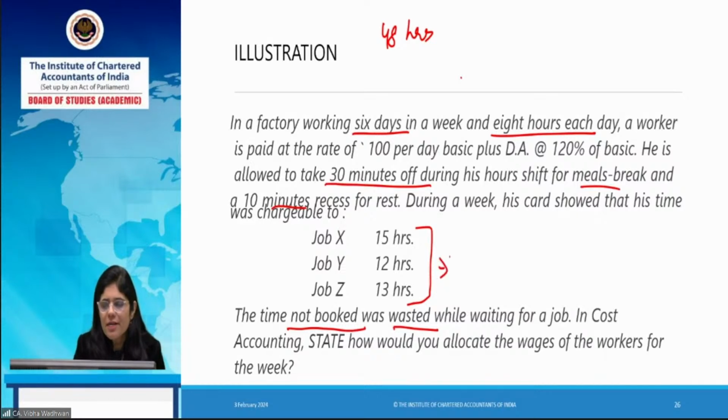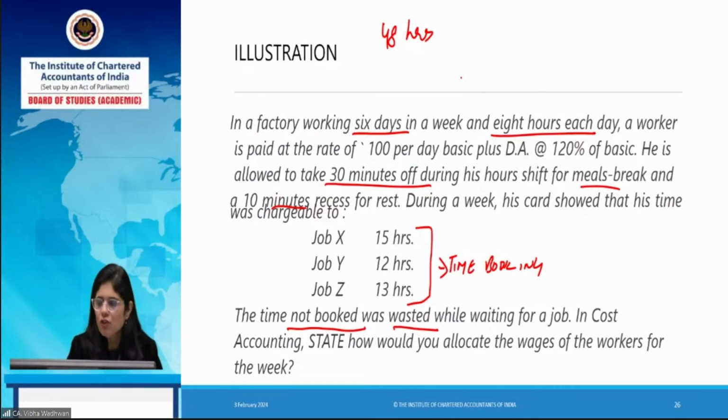This must be given by the time booking department. The time booking department will tell you how much exactly you have worked during the time you were there in the factory. So in cost accounting, how would you allocate the wages? You have to basically allocate the wages to the job.